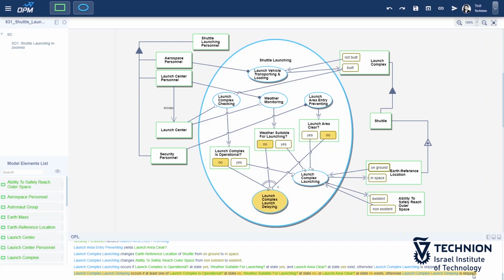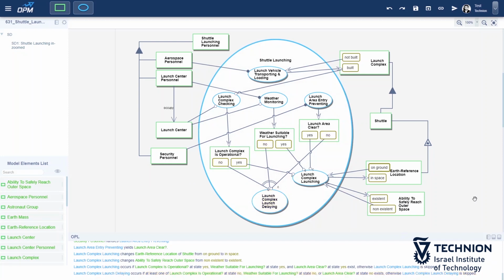Launch complex launch delaying occurs if at least one of the following conditions hold. Launch complex is operational is at state no, weather suitable for launch is at state no, or launch area clear is at state no. Otherwise, launch complex launch delaying is skipped.